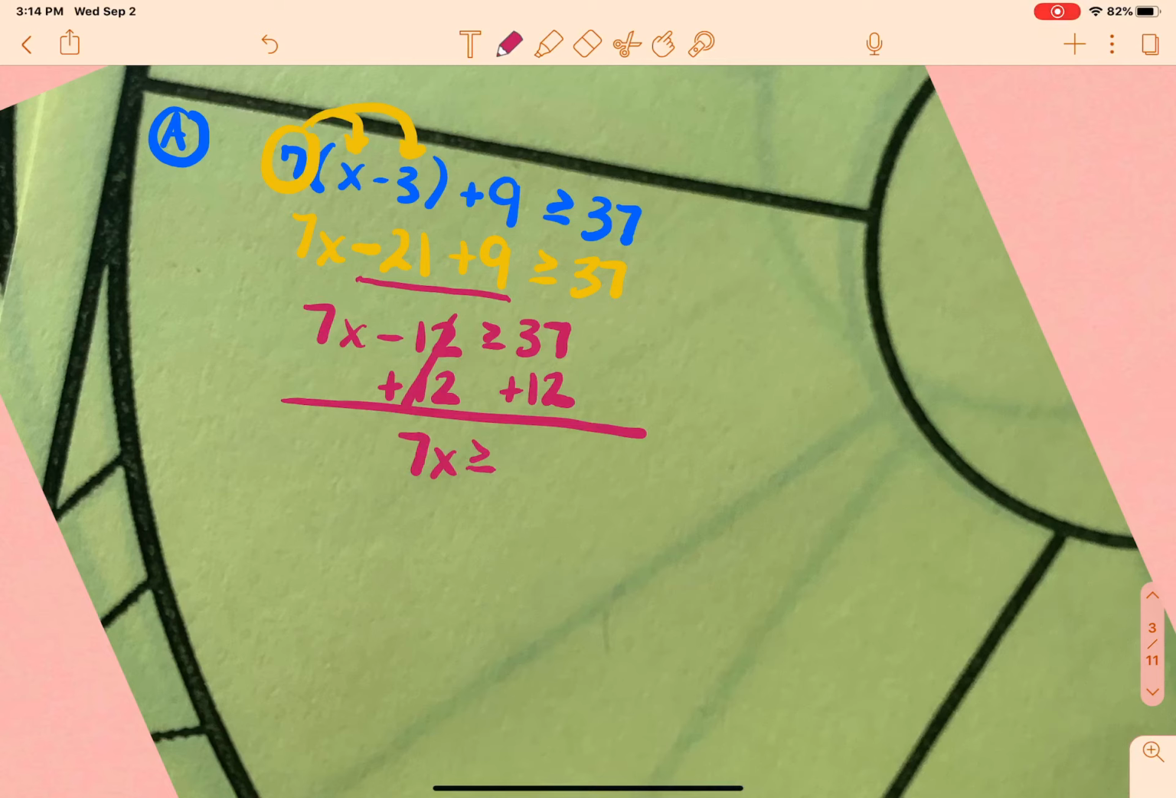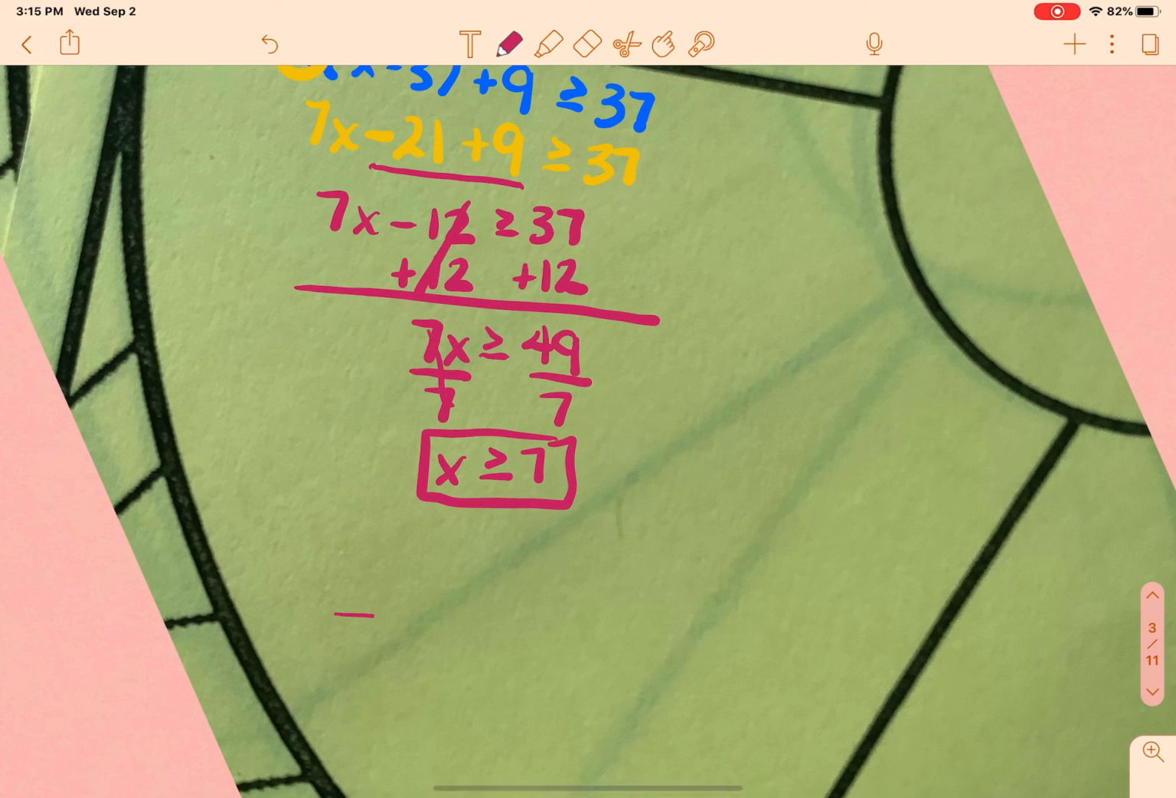And then 37 plus 12 is 49. Then divide both sides by 7. Get x is greater than or equal to 7. So there's my inequality. The problem is, though, remember how we talked a little bit about graphing? So let's talk about this one. So if I were going to graph, the only number they care about here is 7. So I know 7's got to be on there. Now, I could do more numbers after this or before this, but I know 7's got to be on there.